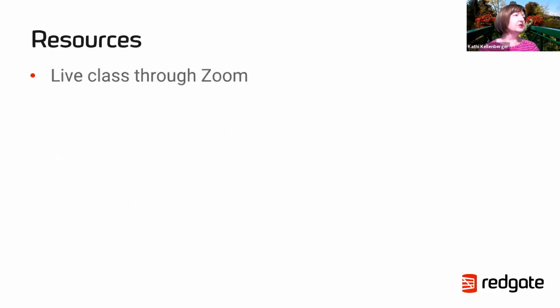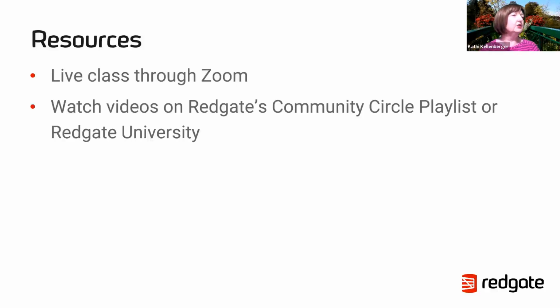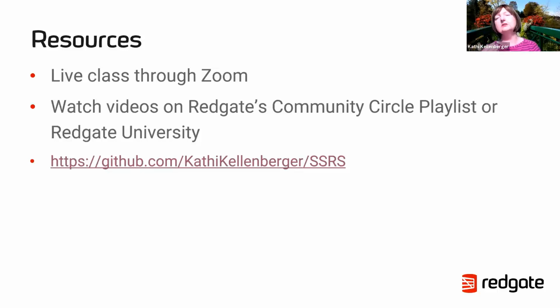There's a number of resources for you. A live class through Zoom, like the one today. You can watch the videos of the classes. You can either go to Redgate Hub, click on the Community Circle playlist on YouTube, and that Redgate Hub will get you to Redgate University, where all the recordings are going. I am putting up materials such as the answer to the previous class's homework, that class's homework, and the slides. So be sure to look there for these materials.